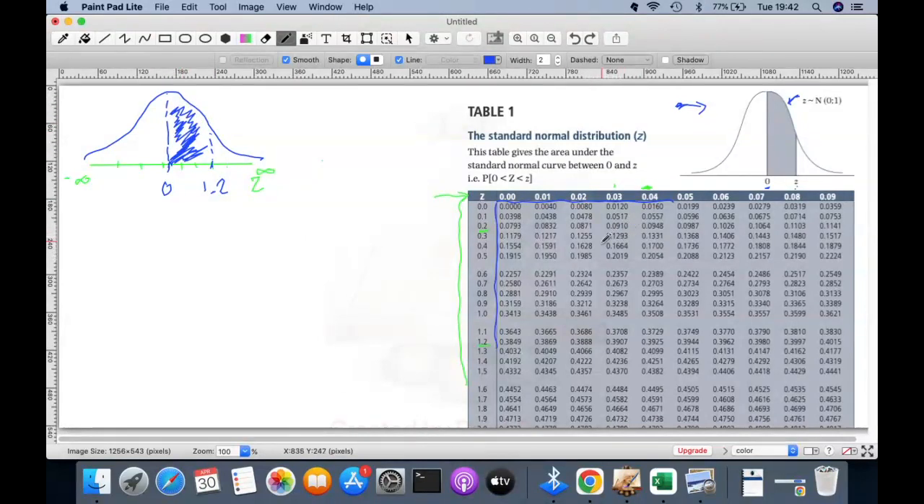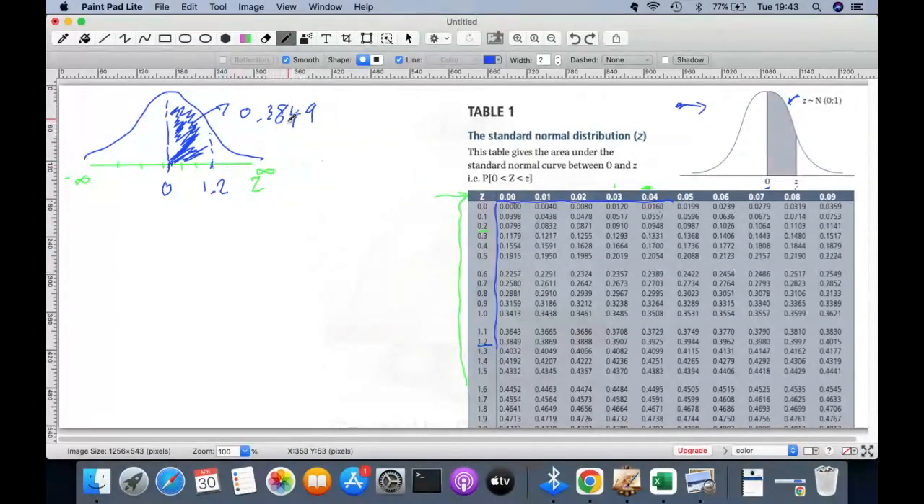I can find the value for that area inside this table. All I need to do is find out where 1.2 is for your z. There's your z of 1.2. There is no second decimal, it's 1.20, so it's the first value here. So the area is 0.3849. So this area here is 0.3849.